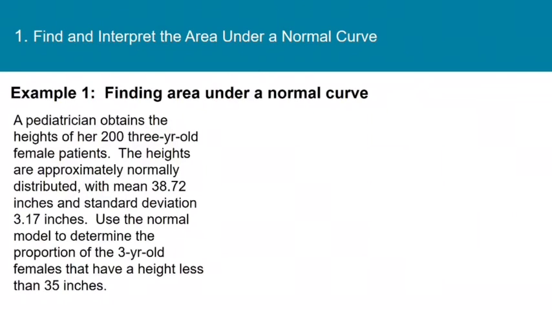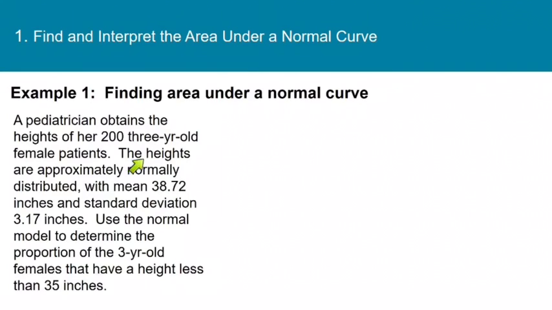Now we are finally going to get to do an application problem. Now that we know how to read the table and how to find the area we want, let's actually use that to solve a problem. So this says a pediatrician obtains the heights of her 200 3-year-old female patients. The heights are normally distributed with a mean of 38.72 inches and a standard deviation of 3.17 inches. Use the normal model to determine the proportion of 3-year-old females that have a height less than 35 inches.